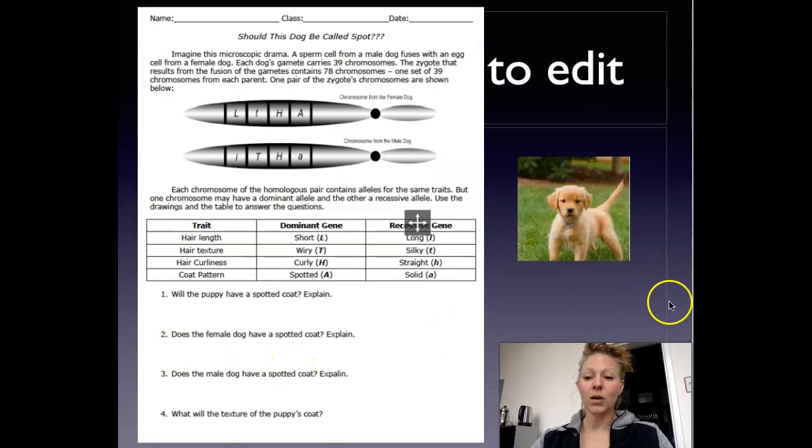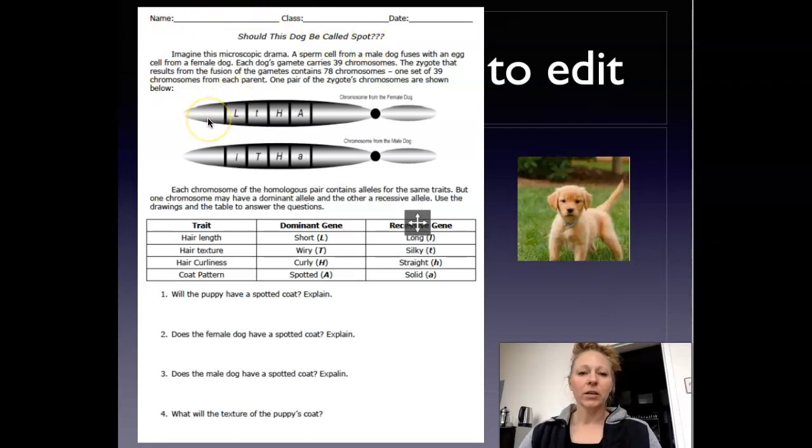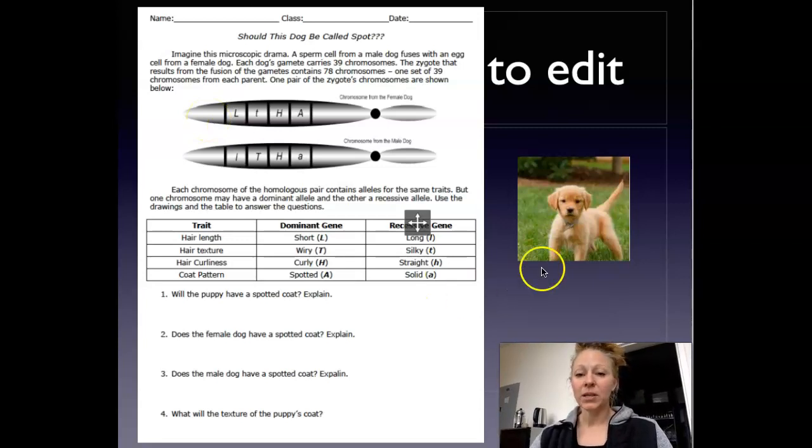What I want to do is get you started with this worksheet. This is in your packet. Should this dog be called Spot? What we have here is a puppy. Instead of flowers, we have a puppy, and here's our puppy. This puppy has, let's call this the fourth chromosome. So he's got a chromosome from his mother, and he has a chromosome from his father. And these are the genes, or the alleles, that he has on these chromosomes.